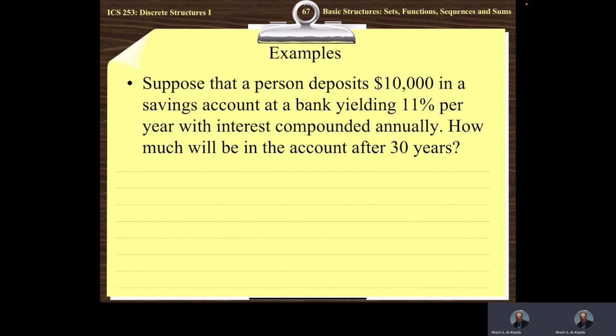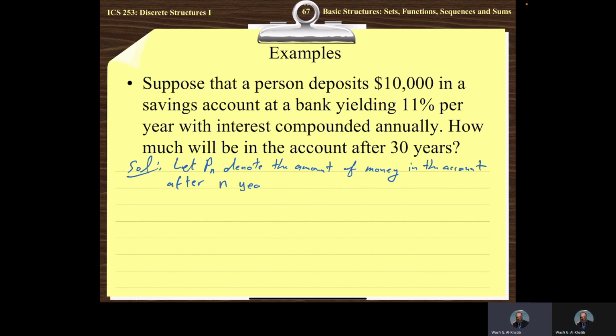So now the question is, how much will be in the account after 30 years? In order to solve this type of question, we need to do two things. The first thing is to formulate the money in the account. So this is basically the solution. Let P_n denote the amount of money in the account after n years.